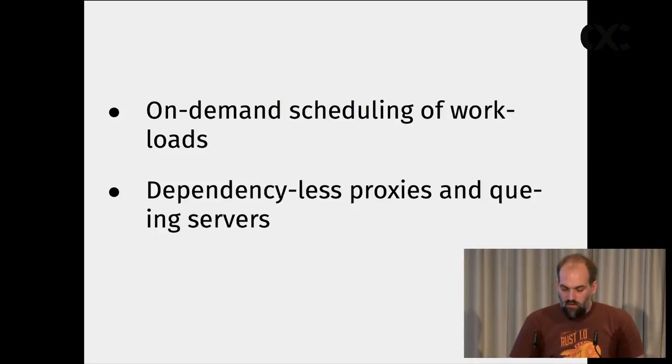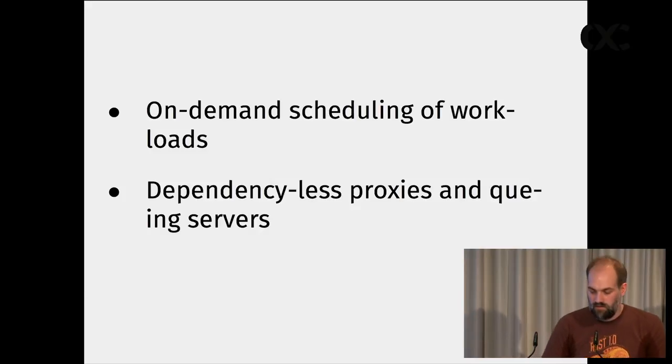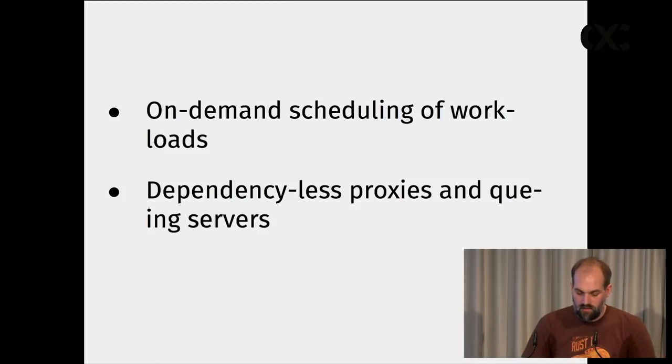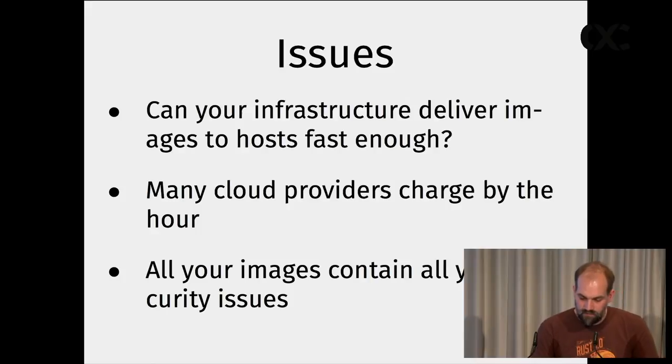On-demand scheduling of workloads: these things boot really, really fast. It's hard to get in the same time frames. Other things, for example, if I have a proxy, why do I run a proxy in a Docker and a virtual machine or something like that? All it does is take a network connection and forward it. So why not use it for that?